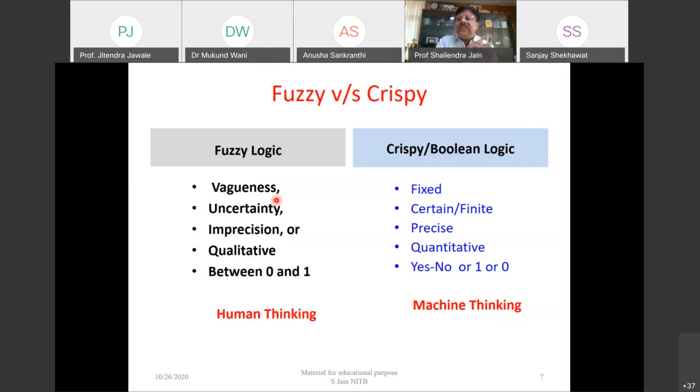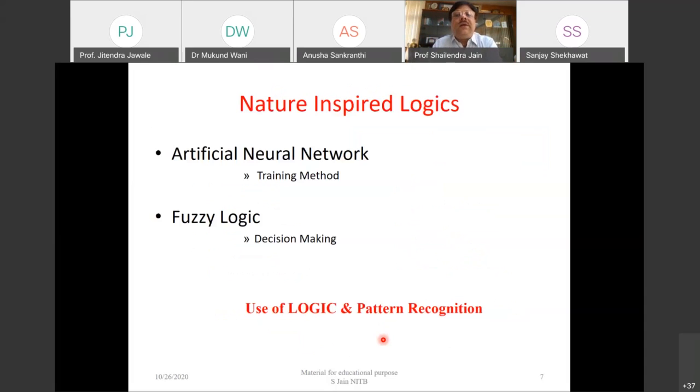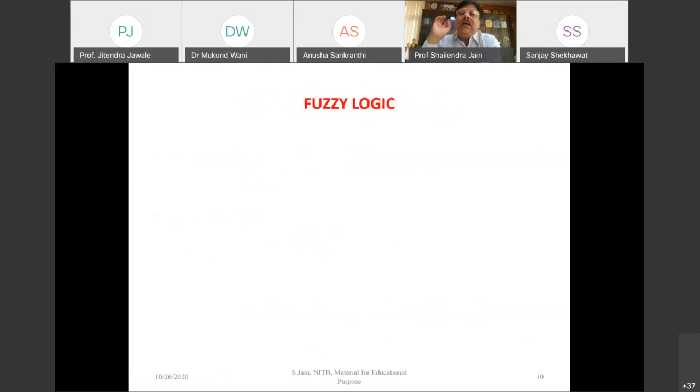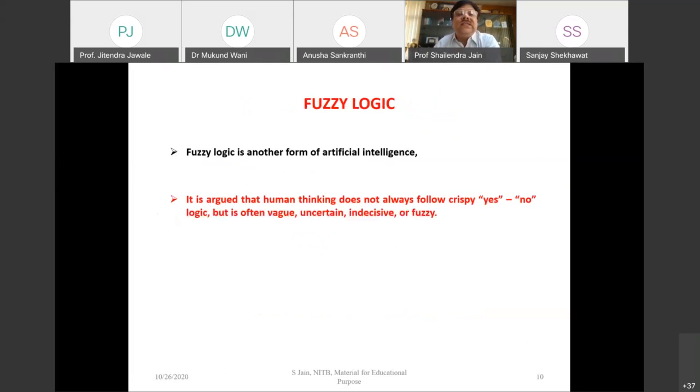So now all this vagueness is to be incorporated into the machine. Let's see how we are able to do that. We'll see that all these logics are inspired from nature. The artificial neural network, we call it a training method, whereas fuzzy logic is known as decision making. We take some imprecise input, analyze it, and take a certain accurate decision. So in fact, we'll say that fuzzy logic is a form of artificial intelligence.